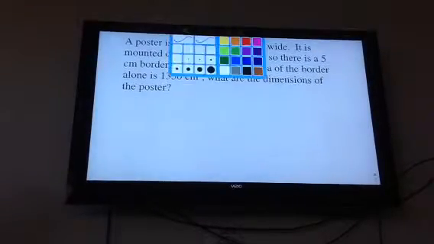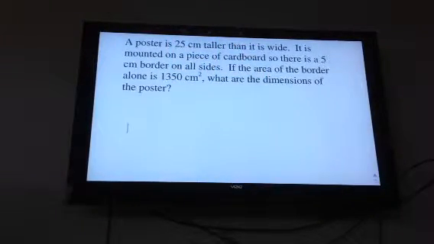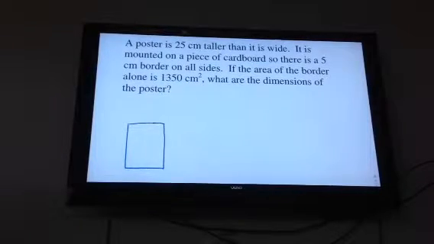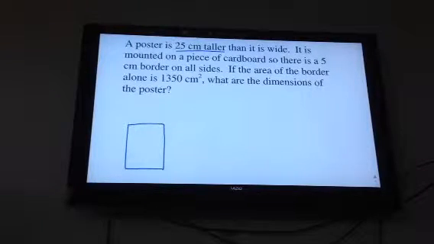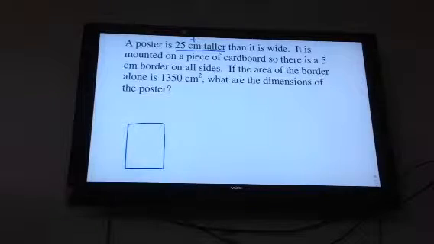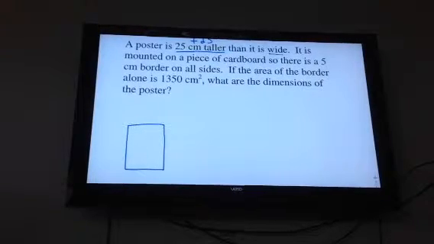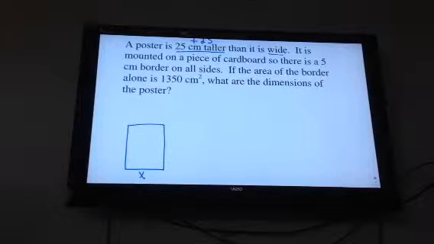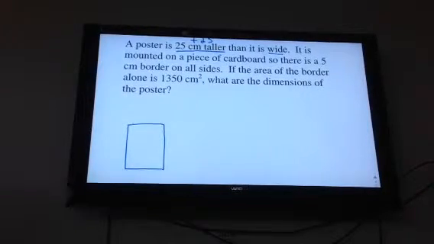Okay, so let's draw a picture. That's really important in this question. A poster is 25 centimeters taller. That's not 25 times, that's plus 25. Then it is wide. So once again, nothing about the width of this. That's my X. You know what, I'm going to write that on the inside. You'll see why in a second.